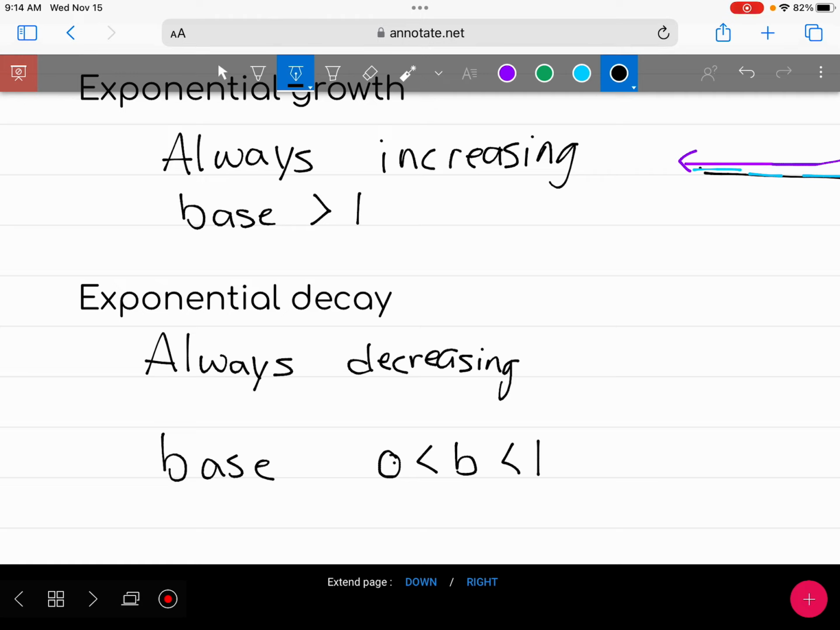What's 1 to the first? 1 squared. 1 to the third. 1 to the fourth. 1 to the millionth. So is that an exponential growth or decay? No, it's constant. So if your base is 1, it is a line. It's a straight up horizontal line.